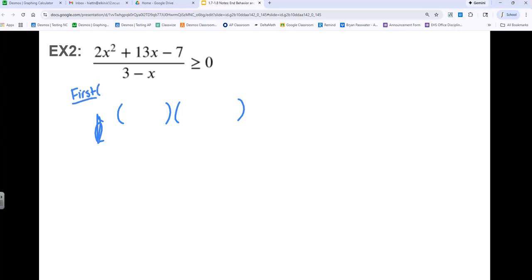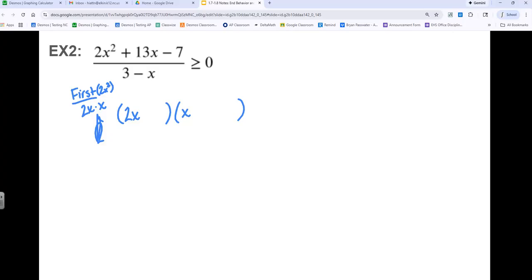I know that to get my first term, I have to get 2x squared. So the only real way I can do that is 2x and x. I could do -2x and -x, but don't make your first term negative. That just makes it more complicated. So I've got 2x and I've got x. That's my only option.